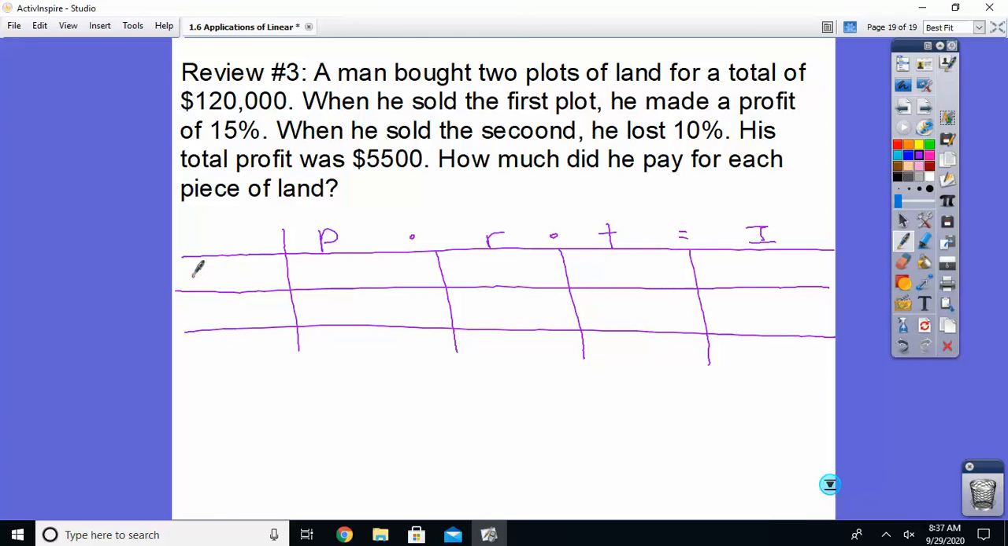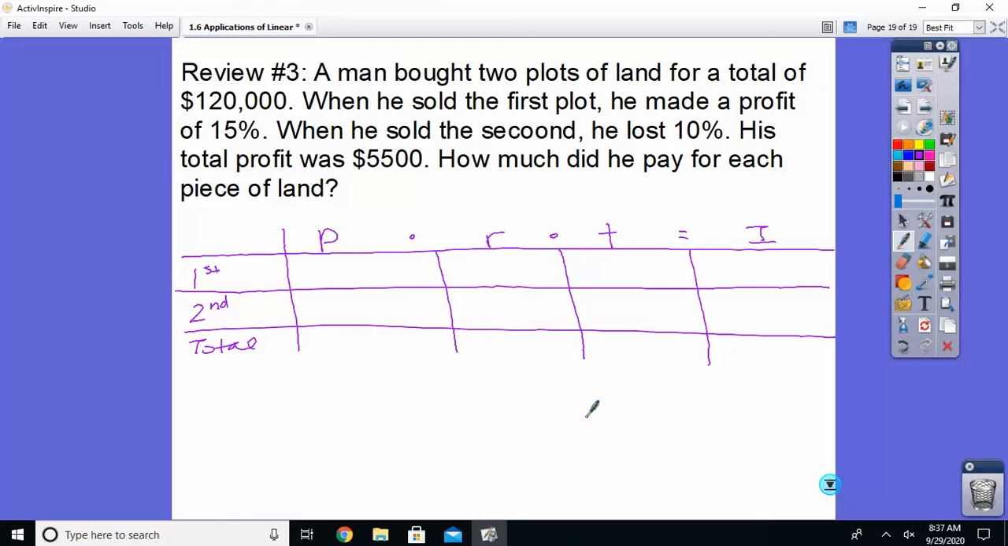So he has 2 plots of land. So I may call this the first and the second. Maybe a total. You can use the percents if you want. I'm not real worried about those labels on the left as long as they make sense to you, as long as you know what you're talking about.